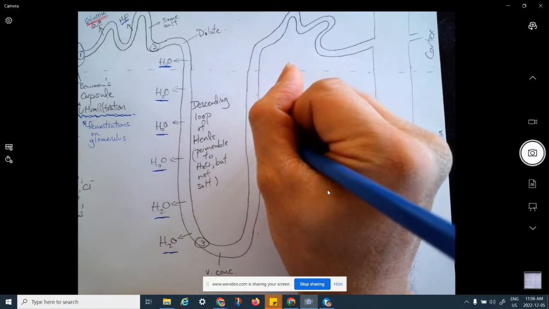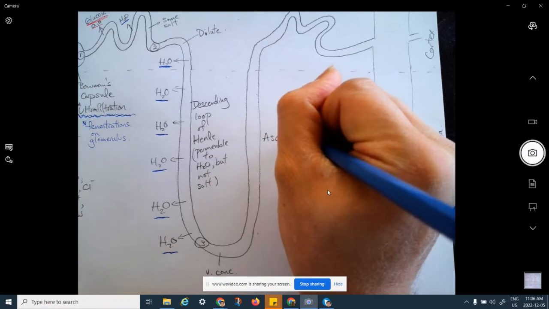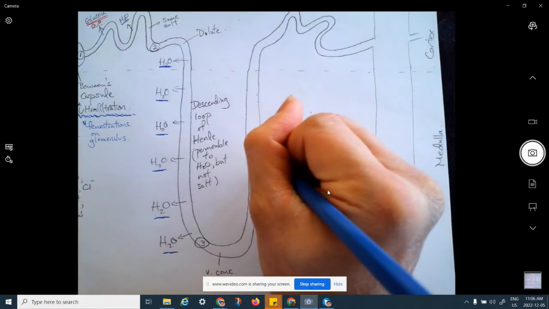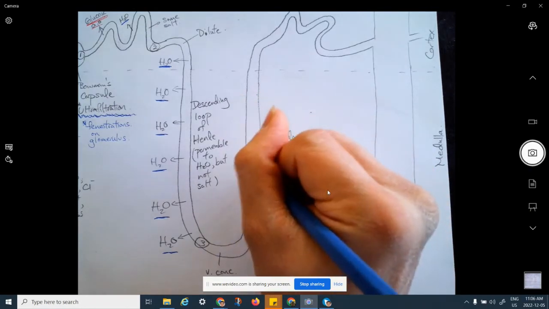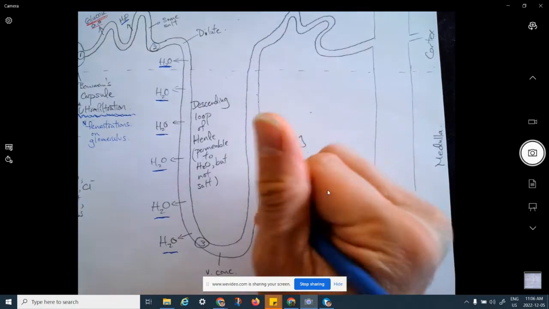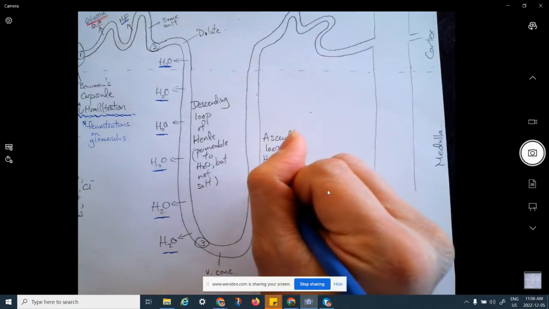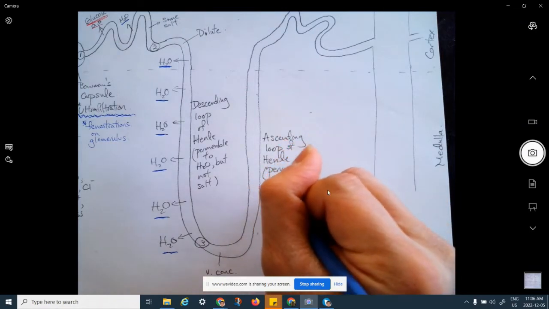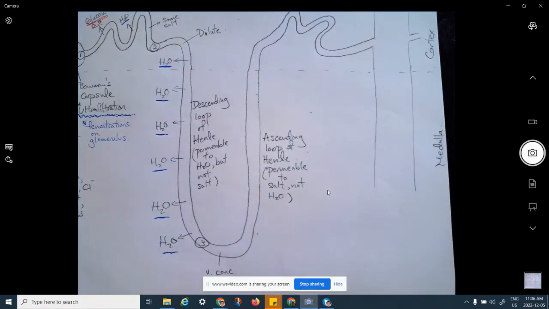Ascending loop of Henle. So again, permeable to salt, not water. Okay? So what it means is this.